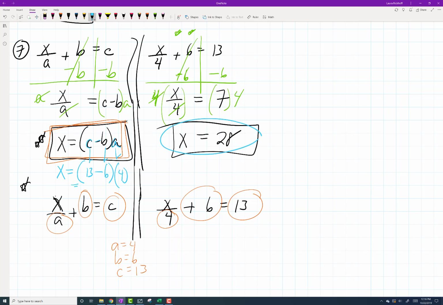Let's see if it gets the 28 that it should be. This is 7 times 4 is 28, and everything is right with the world. Excellent.